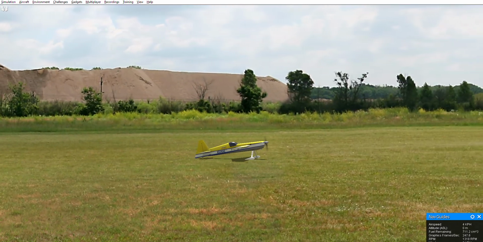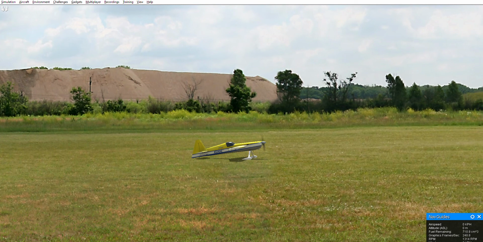There you go, that's a Harrier. It will improve your flying hugely if you can learn how to do just a little bit of that, even in the simulator.